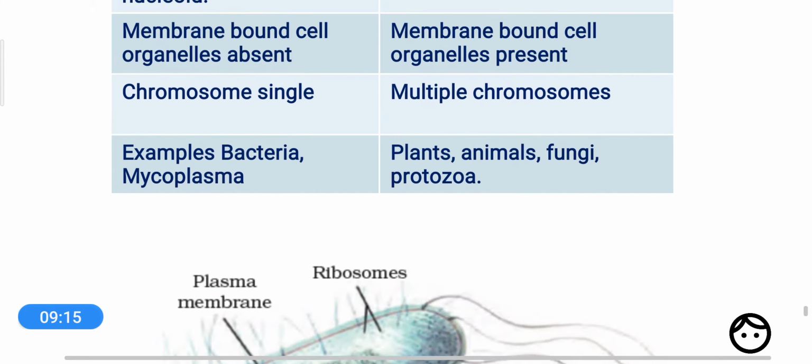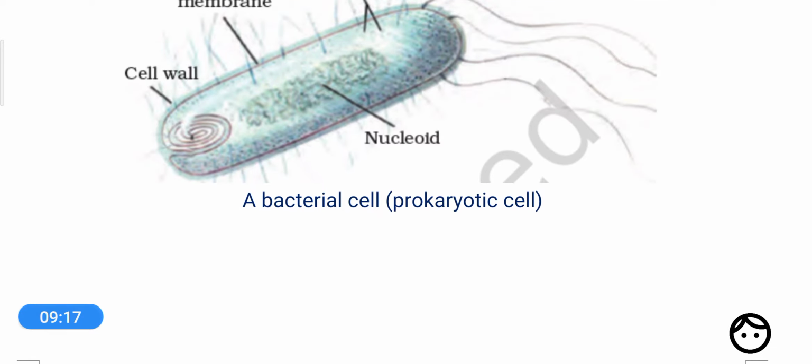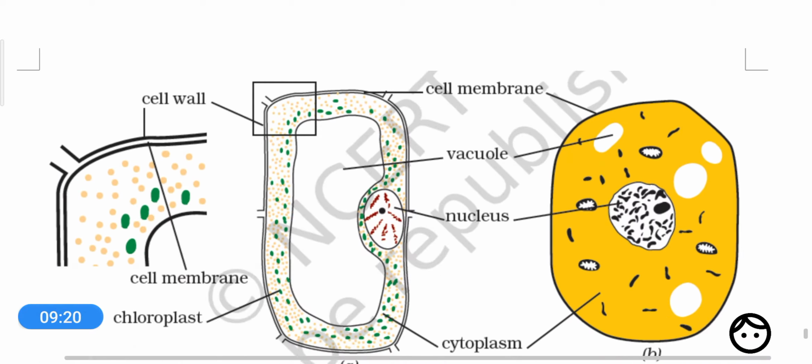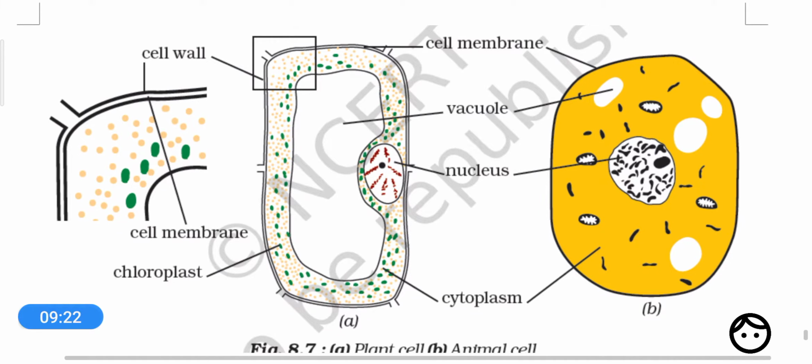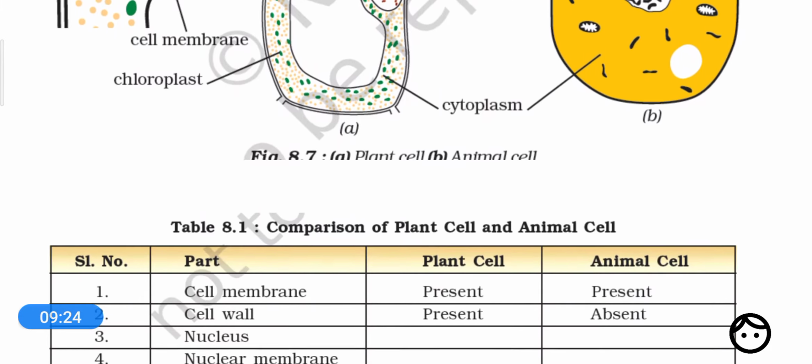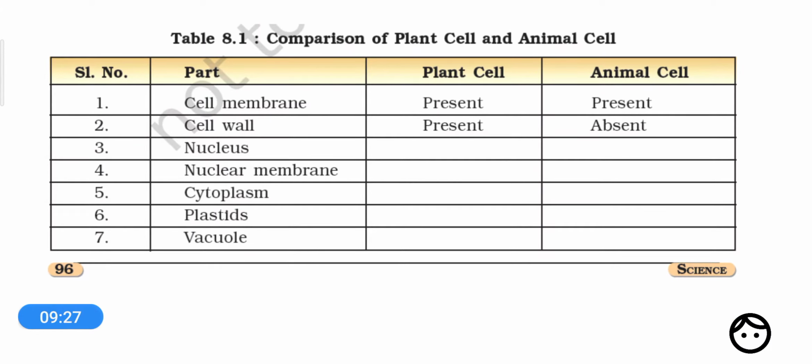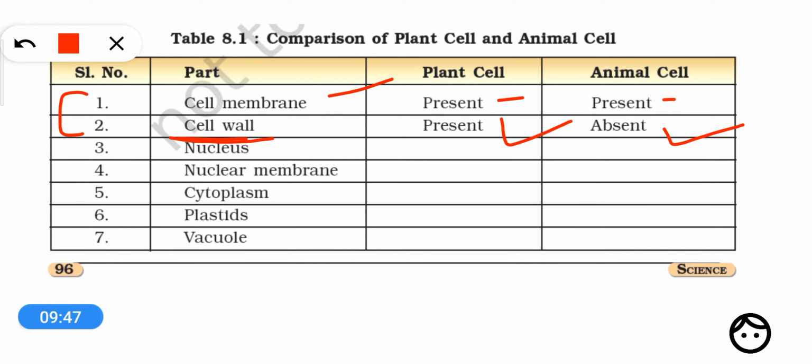Okay, so once we have discussed the differences between prokaryotic and eukaryotic cells, now let's move on to note the differences between a plant cell and animal cell. Here you see two differences are given already in this table number 8.1. You have to fill this table in your book also. First of all, cell membrane present and present. Obviously the cell membrane is present in every type of cell found on earth. But if we talk about cell wall, then it is present only in plant cell but absent in animal cell.